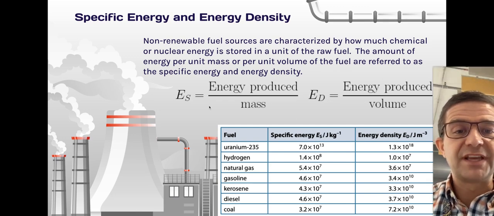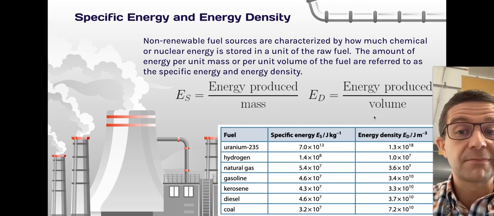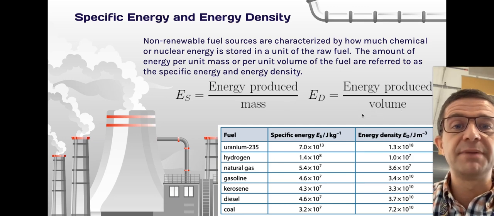The trick in terms of the IB between these two quantities is that specific energy and energy density, neither of these formulas appears inside of your data booklet, and it's tough to keep specific energy straight with mass, density straight with volume. So a little practice on that would be good.